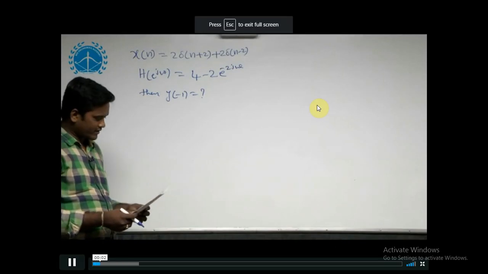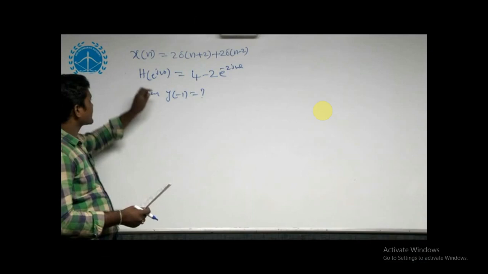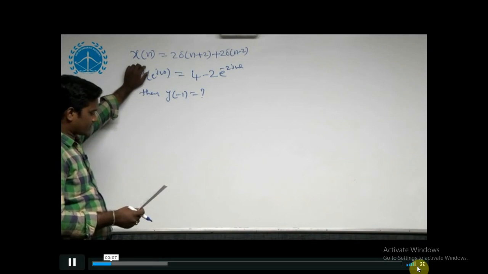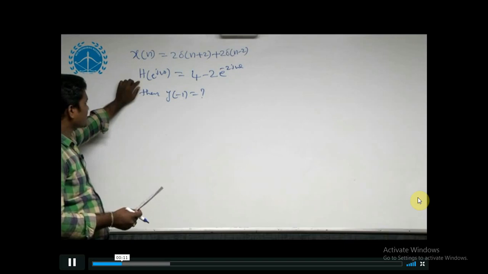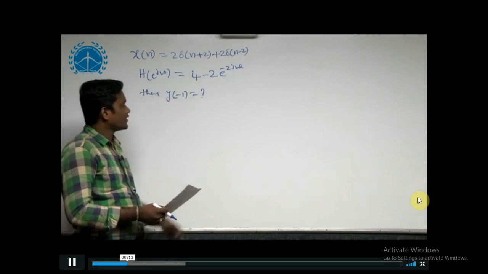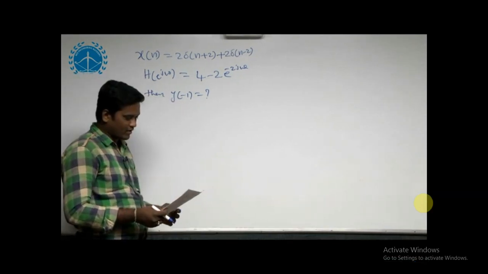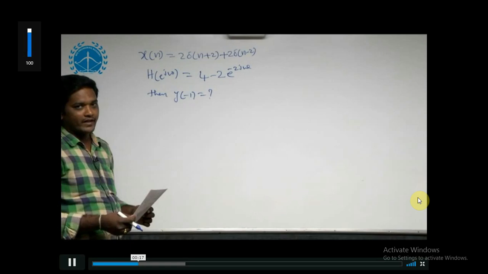The question is, the input to the system is x[n] = 2δ[n+2] + 2δ[n-2], and the frequency response of the system is 4 - 2e^(-2jω). Then what is the value of y[n] at n = -1?